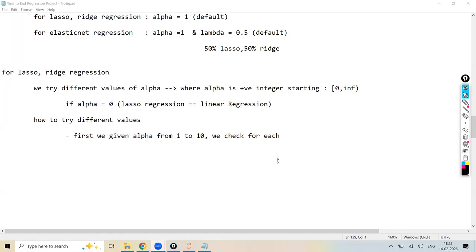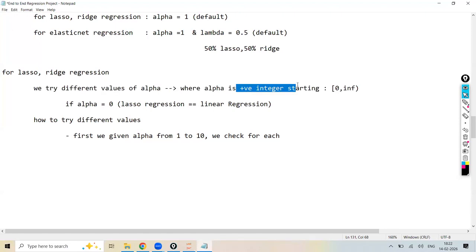Yeah, guys. For lasso and ridge regression, I'm repeating, we try different values of alpha. What are the different values of alpha we are going to try? Alpha is going to be a positive integer.